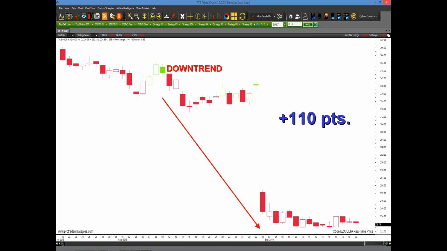But if someone said, well, how did you know it was going down? Because the market told me. I don't really care about anything else other than that. And if I missed this setup, well, guess what? There was another one and another one right here.